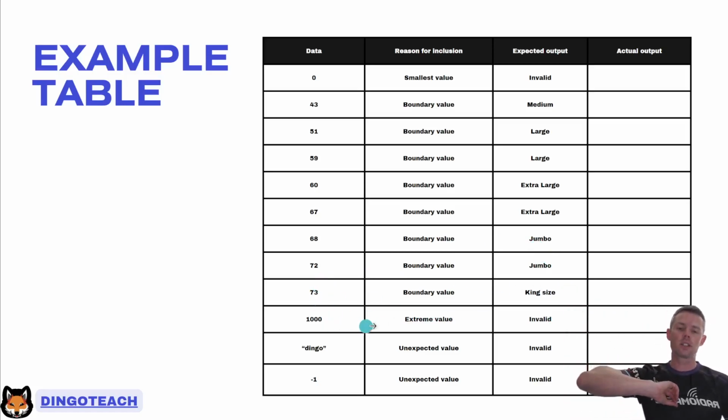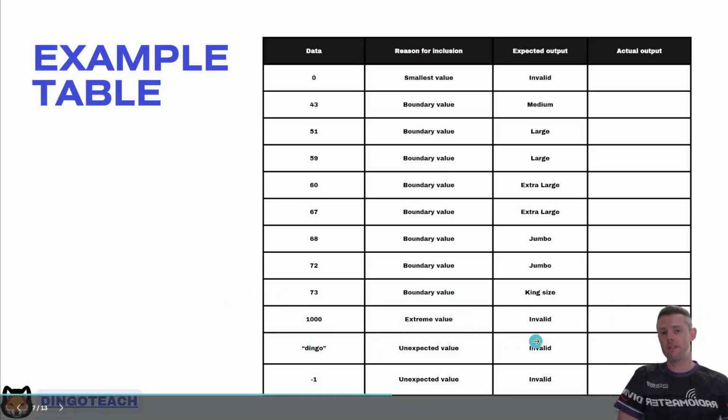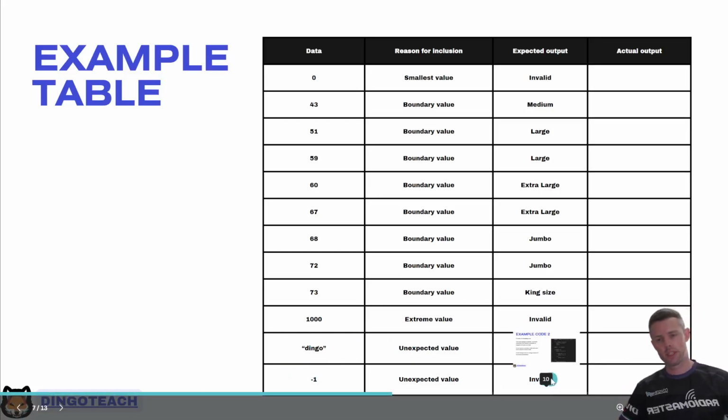And then 1000 is an extreme value because who has ever heard of an egg that is 1000 grams, a kilogram? Okay, a chicken egg, not going to happen. Then I chose dingo, it's invalid. And then -1, it's invalid.